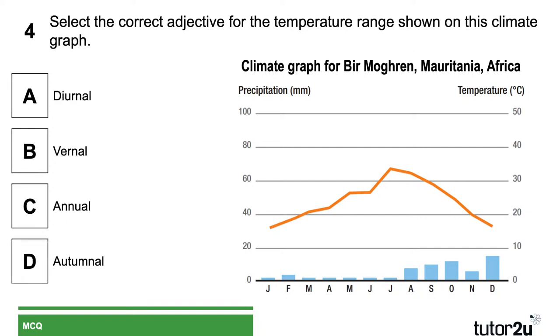Right, question number four, please. So in this question, it's selecting the correct adjective for the temperature range shown on this climate graph. So is it A, diurnal, B, vernal, C, annual, or D, autumnal? So which of those words, or adjectives, do you think describes the temperature range shown on the climate graph?